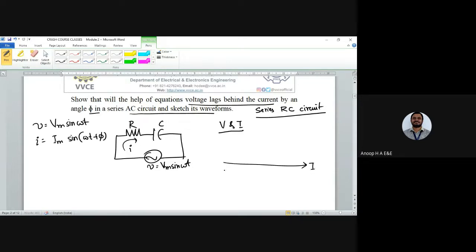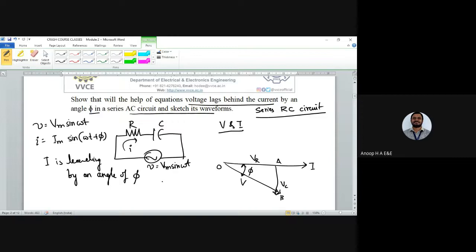Because it's a series RC circuit, next we have VC here. So this is VR, this is 0 A and B, and this is the phase angle phi. What you can generally say here is that the current is leading by an angle of phi.